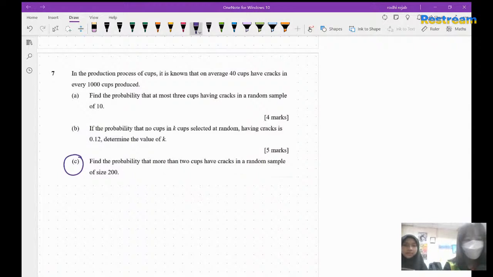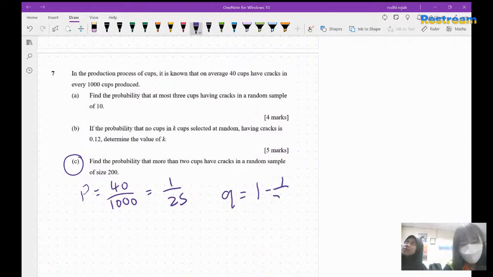From the question provided, we know that on average 40 cups have cracks in every 1000 cups. So P is equal to 40 over 1000. When we simplify it, we get 1 over 25. So the probability of getting a cracked cup is 1 over 25, and Q is equal to 1 minus P, which is 24 over 25.